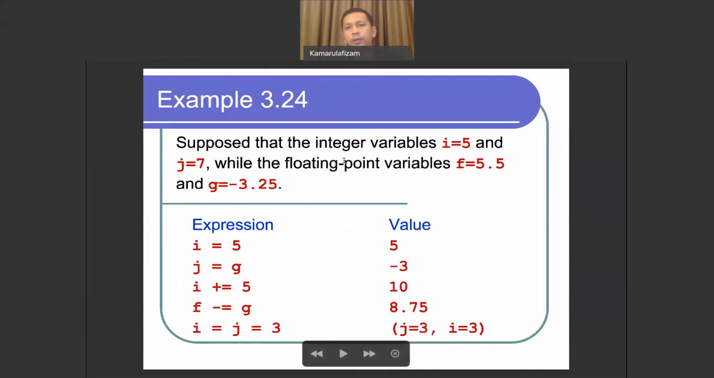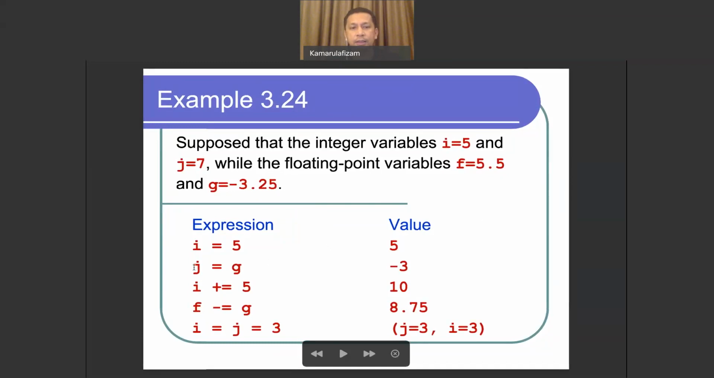Suppose that integer variable i equal to 5 and j equal to 7, while the floating point variable f is 5.5 and g we have negative 3.25. i equal to 5, you have the value i equal to 5. j equal to g. j will take the value of negative 3. g is negative 3.25. f and g are floating point. i and j are integer.